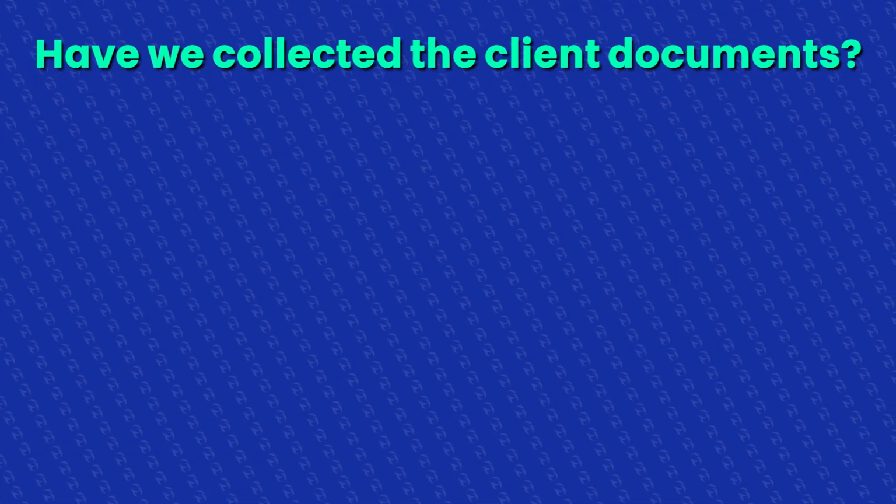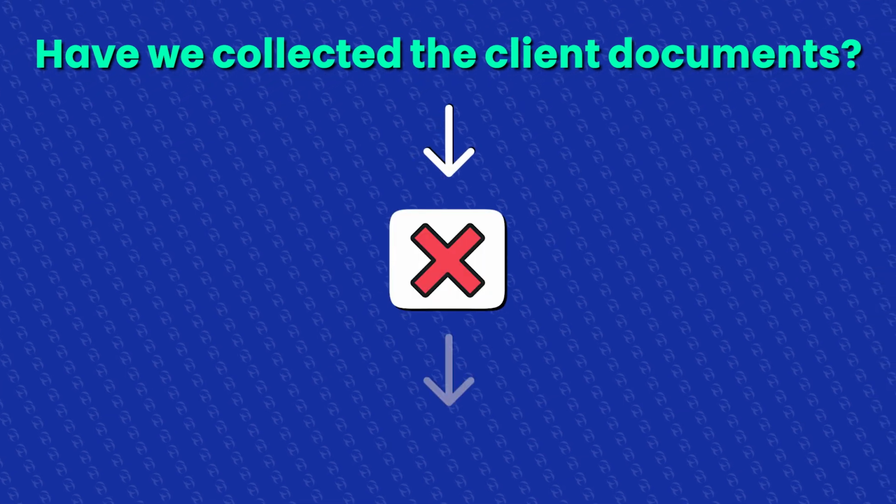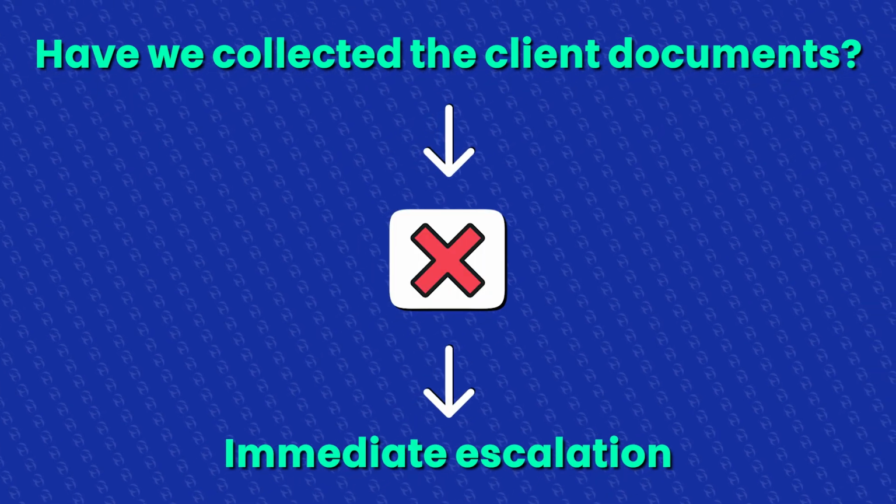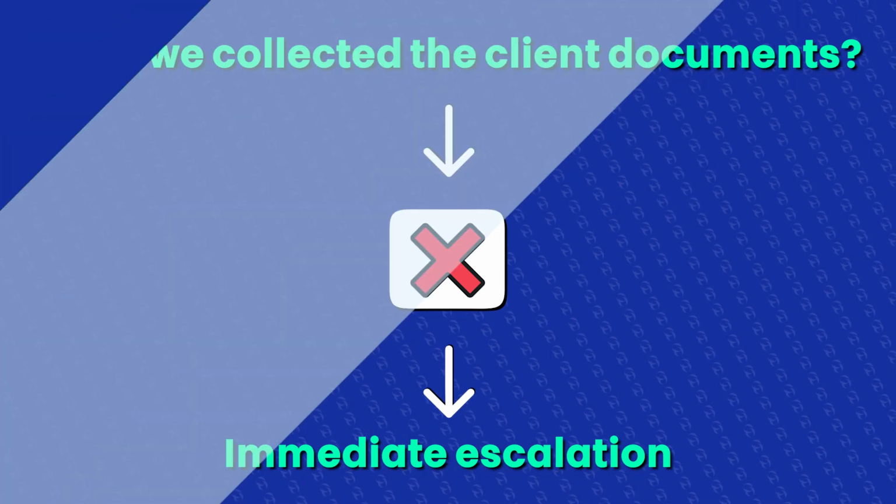I would have a check-in on the project management system that says, have we collected the client documents? If the answer is no, I would have an immediate escalation. So within this process, as a solution, I would say create very clear escalation points that automatically get routed to the manager to intervene.